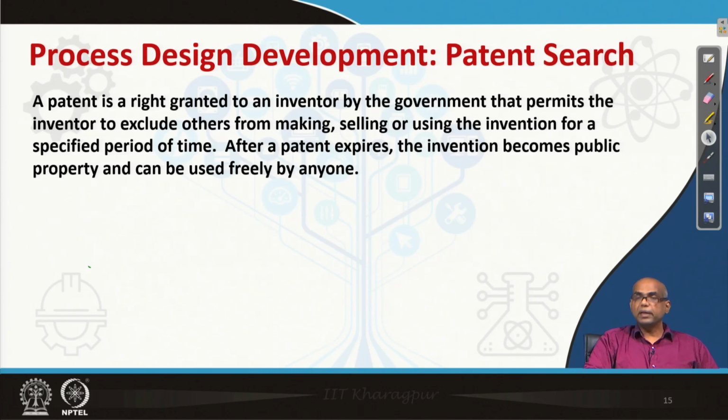Next, patent search. A patent is a right granted to an inventor by the government that permits the inventor to exclude others from making, selling or using the invention for a specified period of time. After a patent expires, the invention becomes public property and can be used freely by anyone.